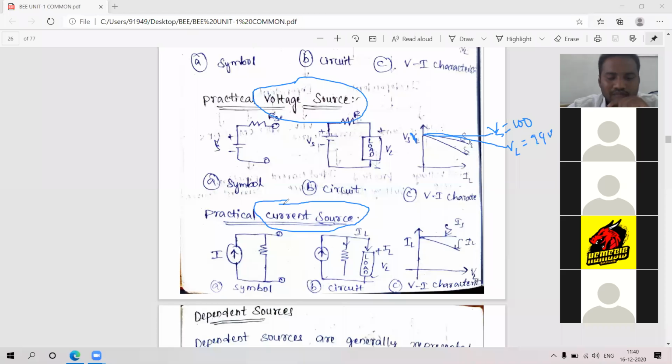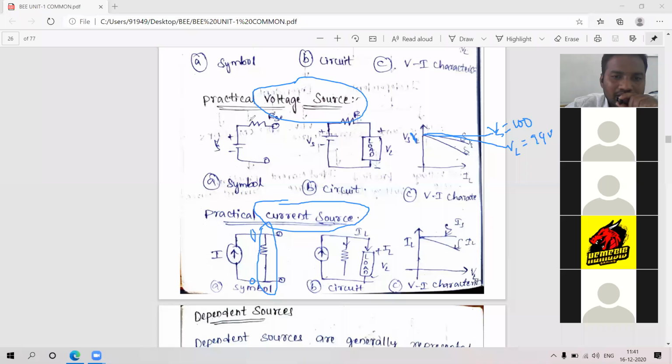So there is some resistor, that means there is some drop here. Whatever the resistor is there, it is made parallel to the current source. Previously the current source I took as an arrow mark only, up to here. But for the practical current source, what is the extra element I am getting? I am getting the resistor here.